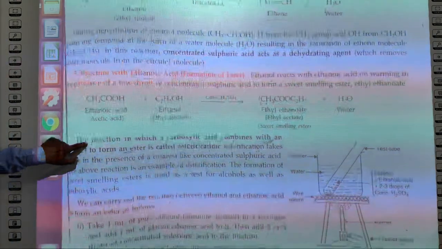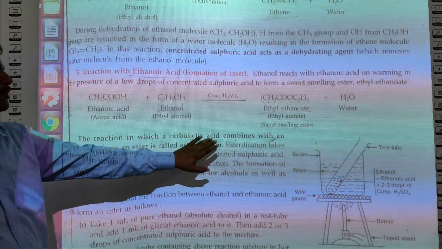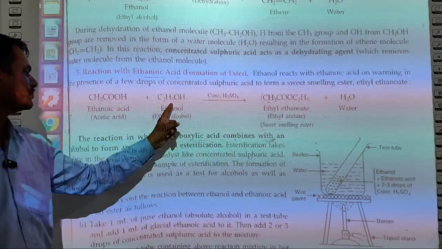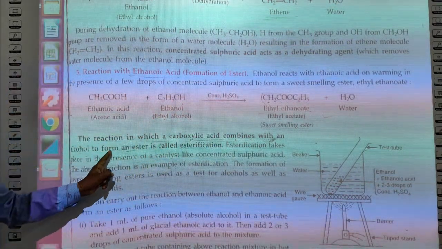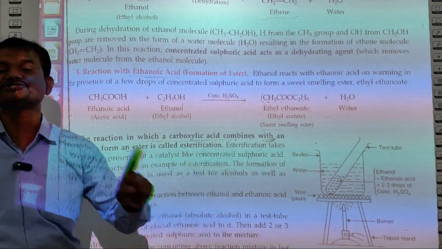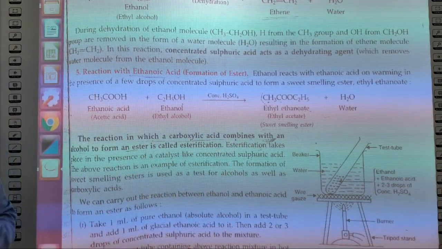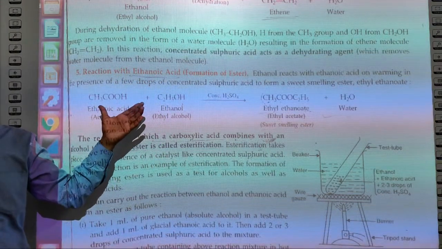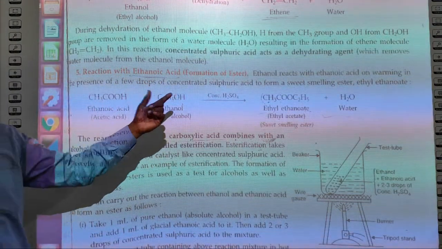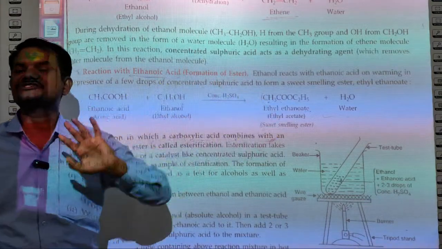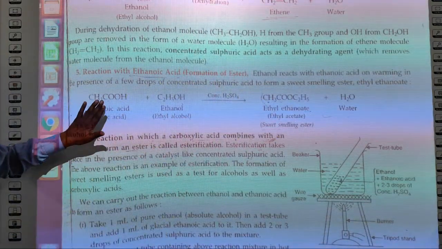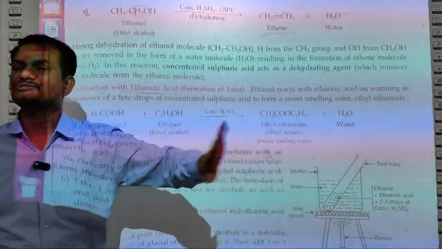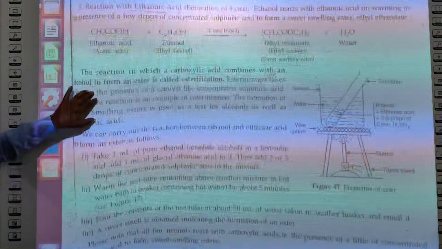The reaction in which carboxylic acid combines with alcohol to form ester is called esterification. Reaction of alcohol with carboxylic acid will give what? Esters. Carboxylic acid and alcohol will give esters, which are smelling compounds.